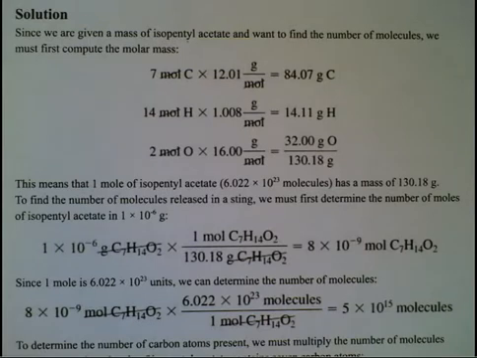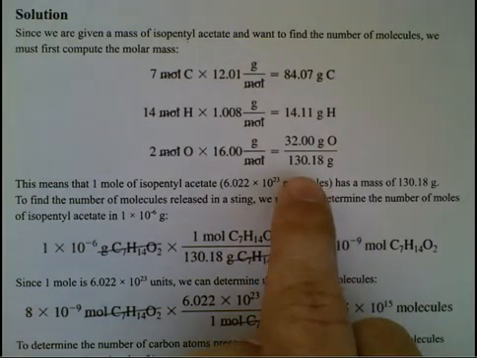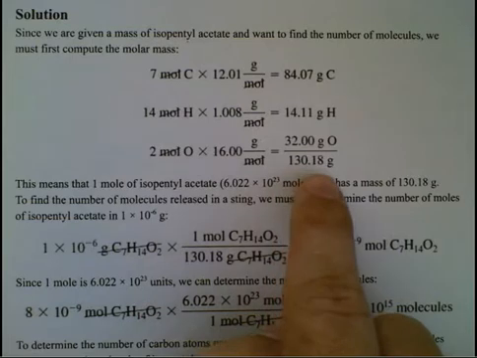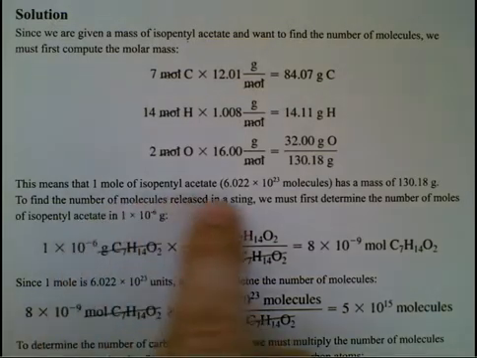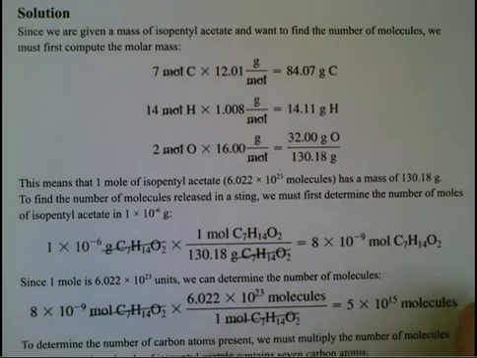So since we're given a mass of isopentyl acetate, we want to find the number of molecules. We must first compute the molar mass. Given that isopentyl acetate is C7H14O2, again that was given to us by the question, we calculate the molar mass to be 130.18 grams. This means that 1 mole of isopentyl acetate, again that means 6.022 times 10 to the 23rd molecules, that's Avogadro's number, has a mass of 130.18 grams.